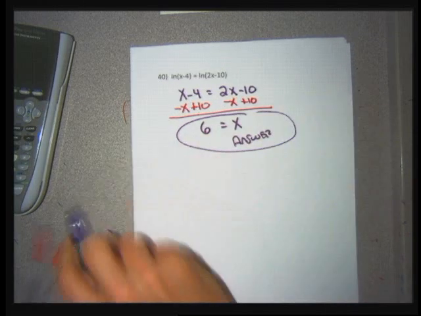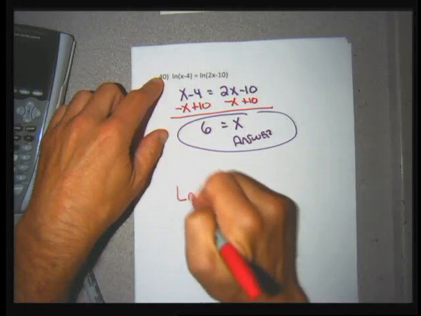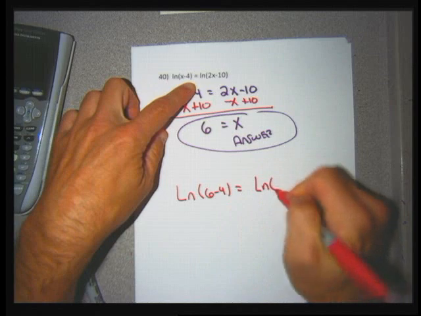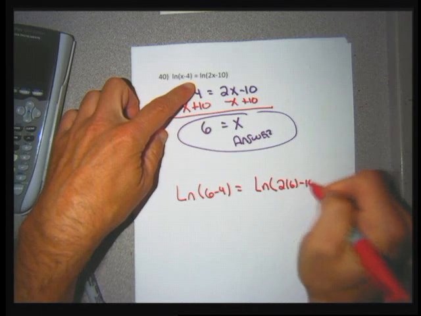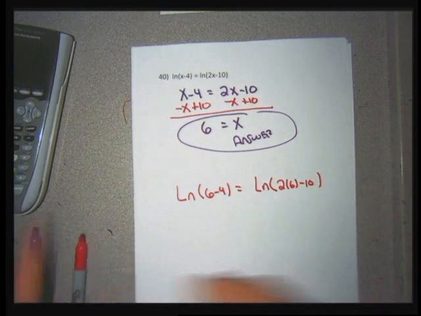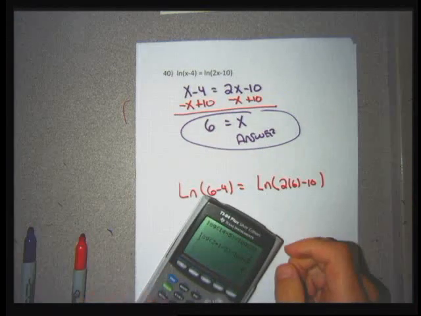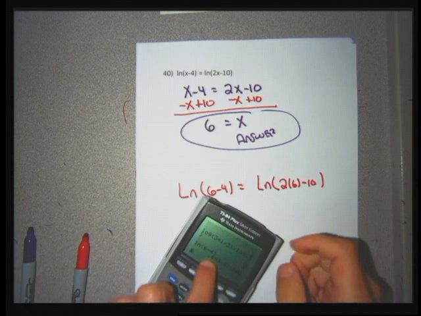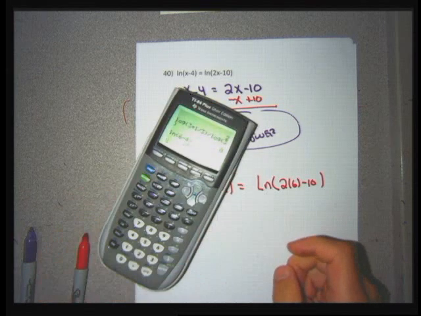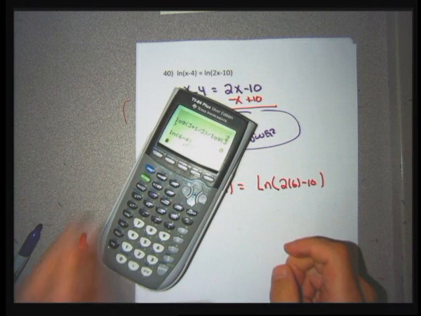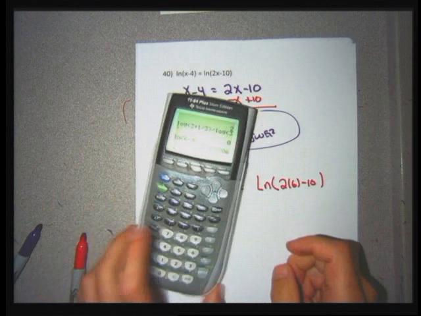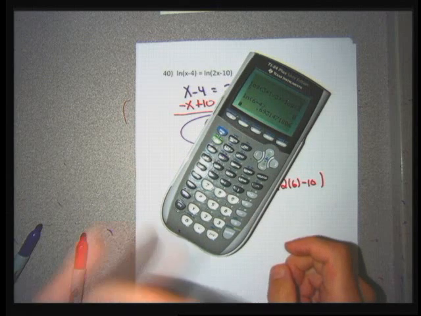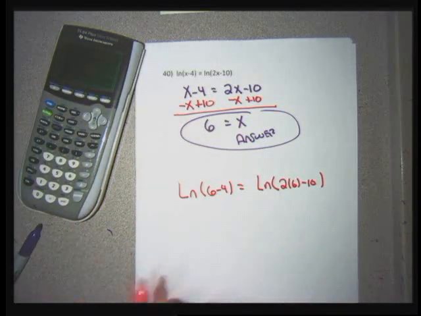For it to be correct, I should be able to plug 6 in. It should be the case that the ln of 6 minus 4 equals the ln of 2 times 6 minus 10. It has to check exactly because it's not a rounded answer. So let me do the ln of 6 minus 4. The ln of 6 minus 4 is 0.693147. You can see that. So left-hand side is 0.693.